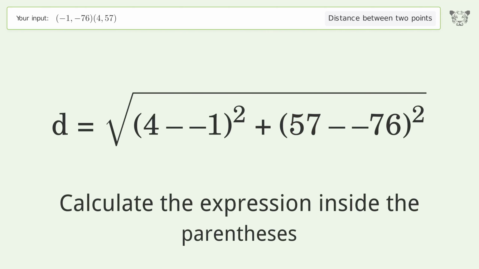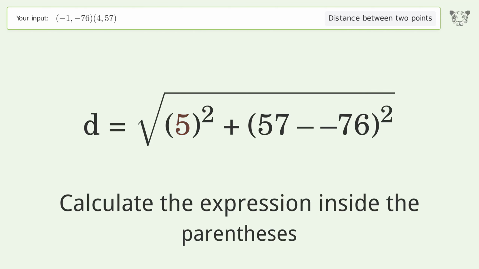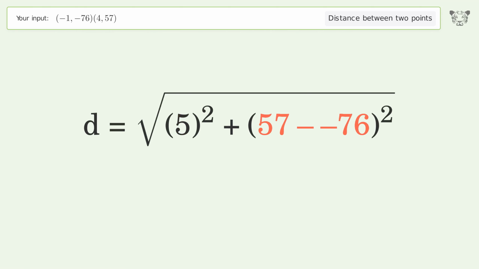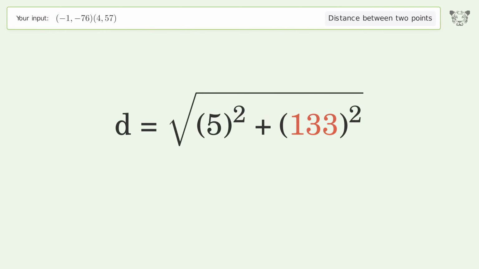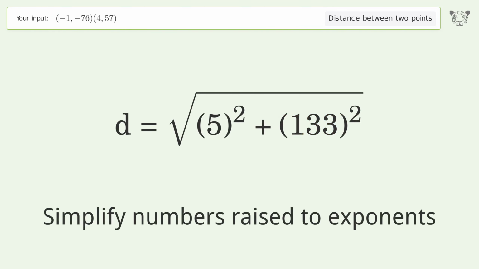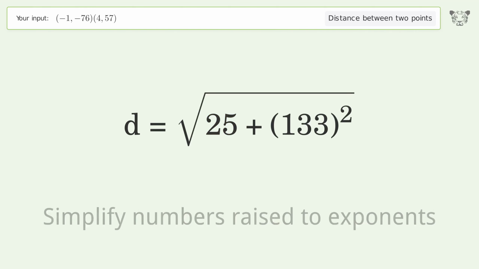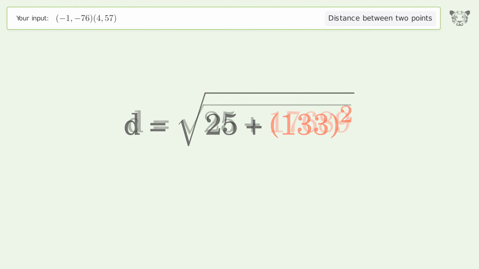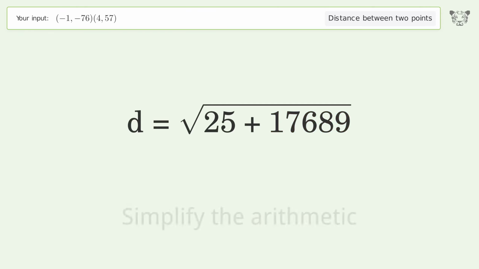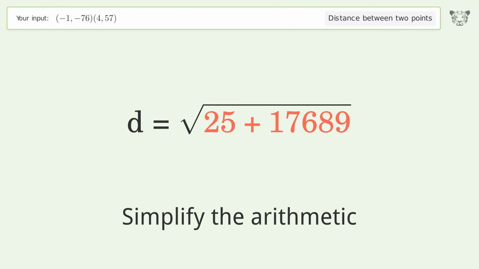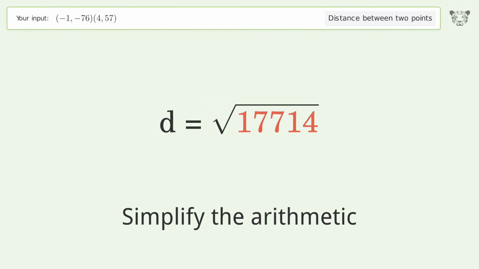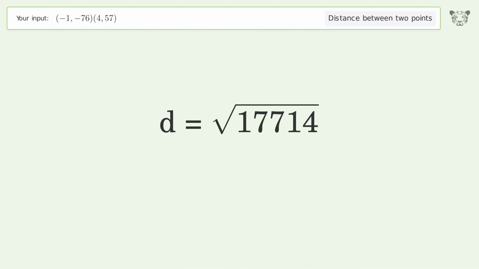Calculate the expression inside the parentheses. Simplify numbers raised to exponents. Simplify the arithmetic. And so the distance between the 2 points is the square root of 17,714 or 133.094.